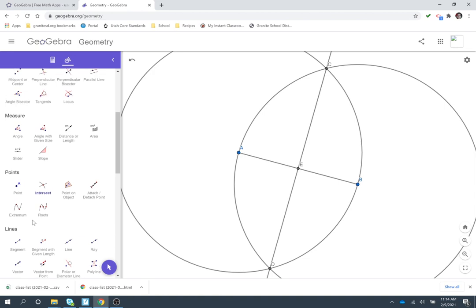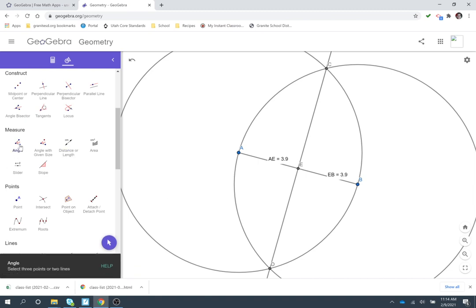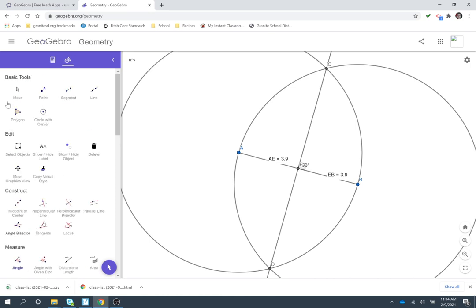In order to check that, we're going to check two different things. First of all, we're going to measure the distance or length from A to E, and then from E to B. Notice that they are the same, so I did cut the segment in half. The next thing I'm going to check is the angle, because it should be perpendicular. So I'm going to check the angle CEB, which gives me a 90-degree angle.